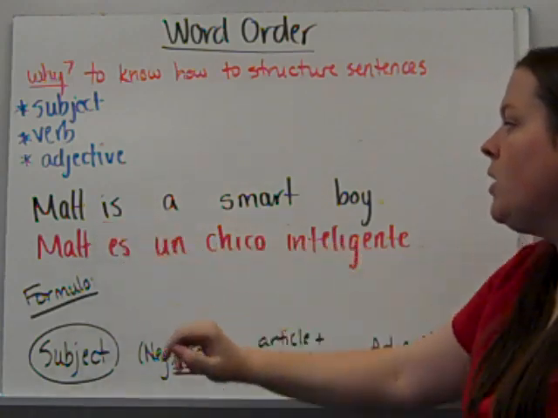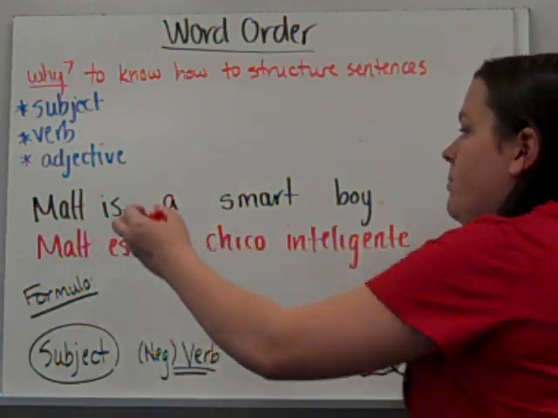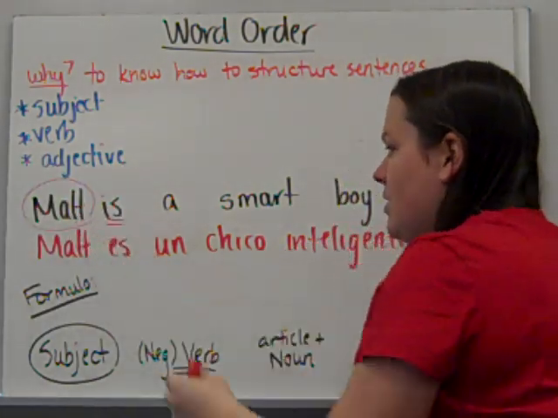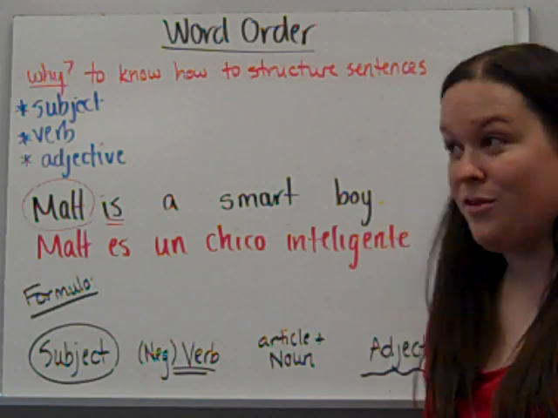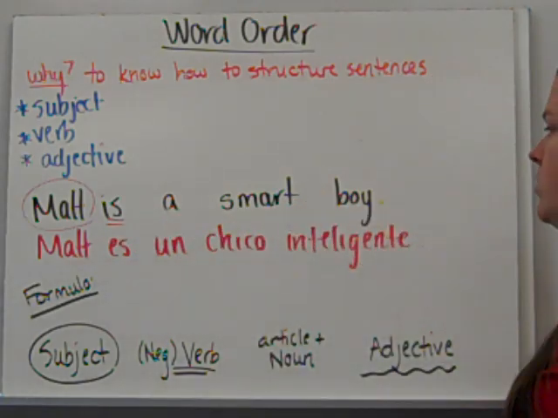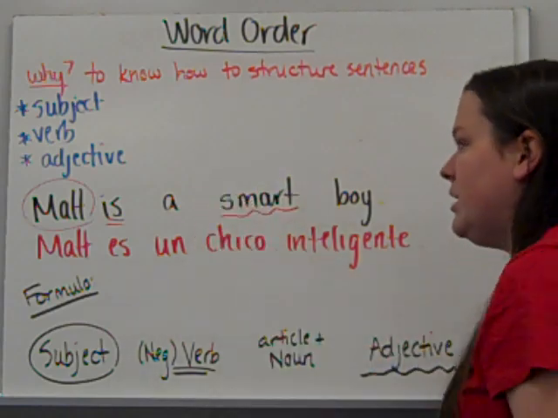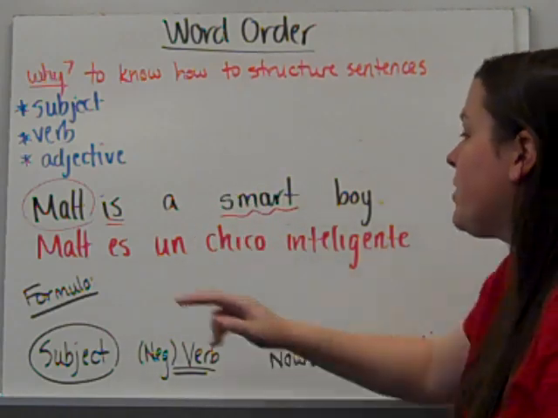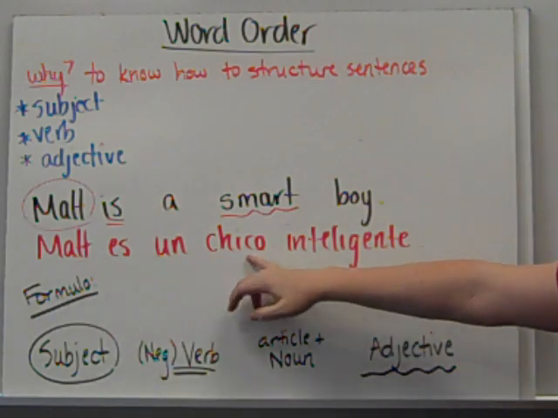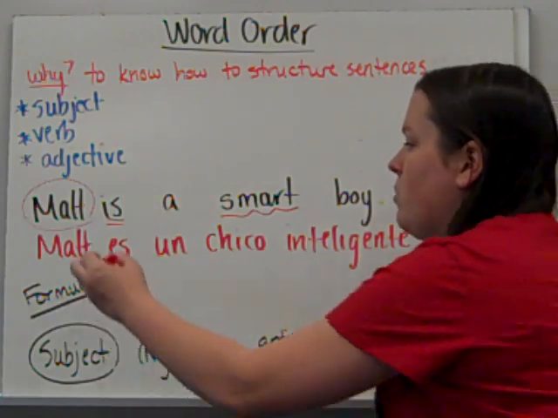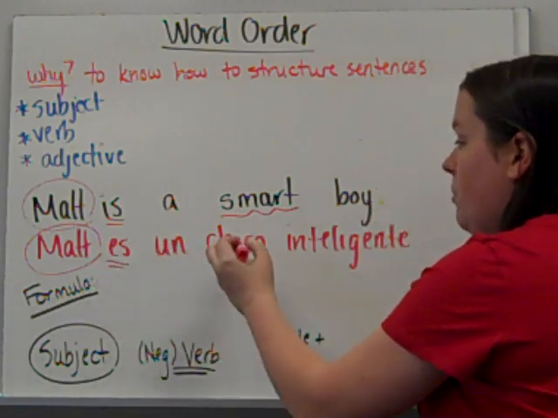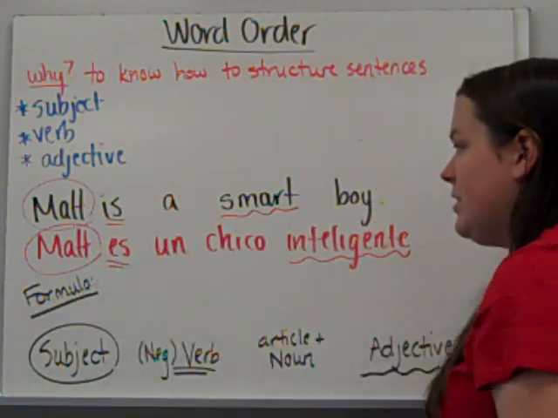All right, here we've got the subject, Matt. What is he doing in the sentence? He is, and yes, being is a verb. What is he? He is a smart boy. So he is a boy that is smart. Okay, a smart boy. In Spanish, we would write it this way: Matt es un chico inteligente. So Matt, our person, he is a boy that is intelligent.